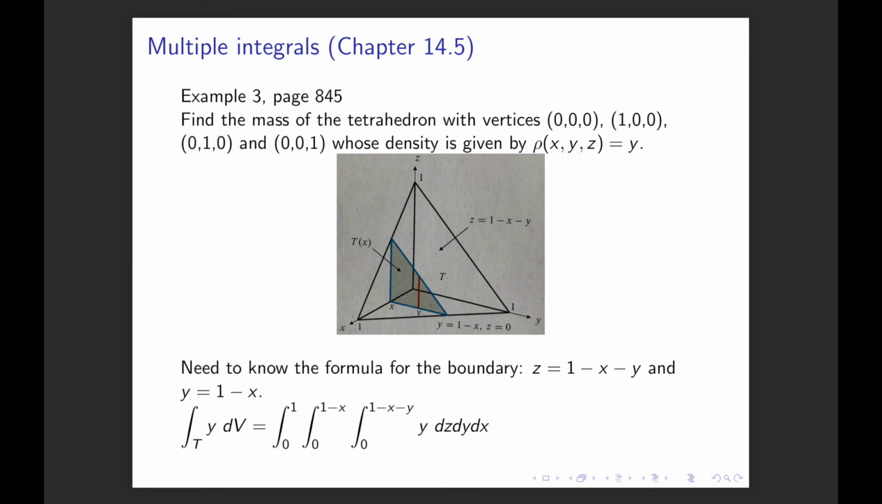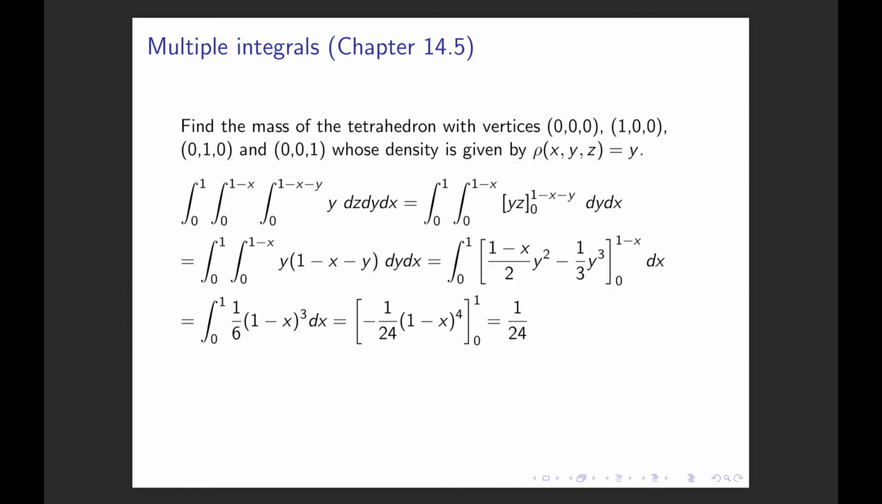So the inner integral goes from the xy plane, so it starts at 0, to the z coordinate, which is 1 minus x minus y. Here y is the density in the integral, dz. Then for the second integral, in y, we integrate from 0 to the diagonal line in the xy plane, so this is 1 minus x, dy, and finally dx from 0 to 1. That was most of the work. Now we can calculate one of the integrals after the other.